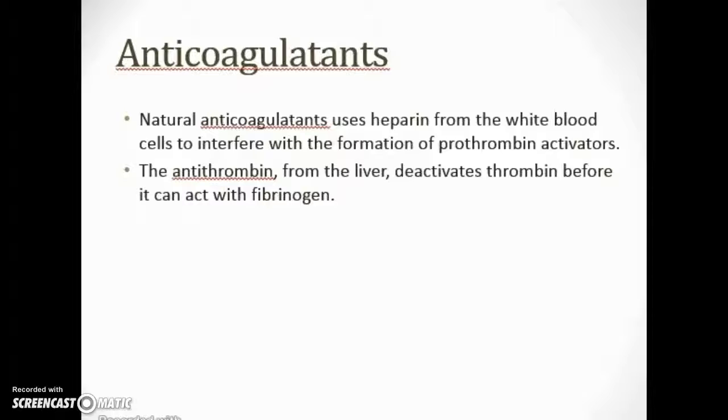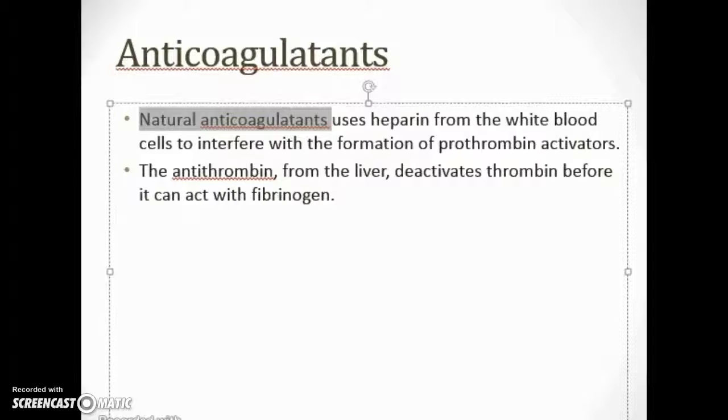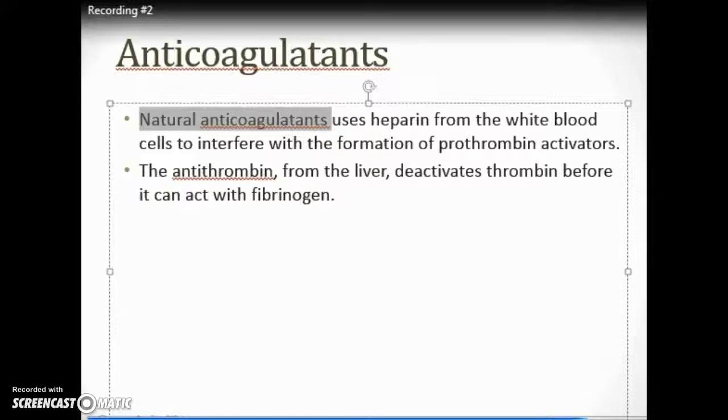as well as natural anticoagulants, which use heparin from the white blood cells to interfere with the formation of the prothrombin activators. And this is from the liver, so it deactivates thrombin before it can act with the fibrinogen.